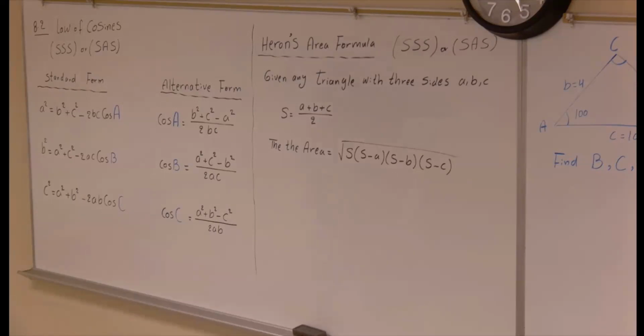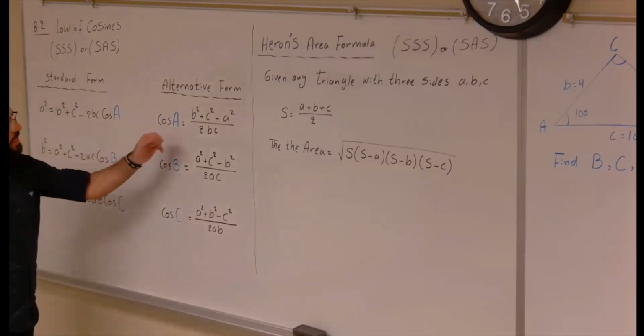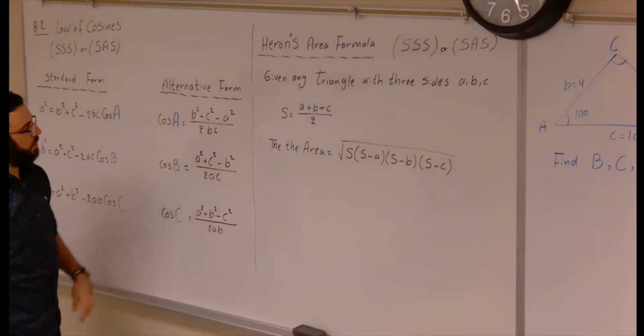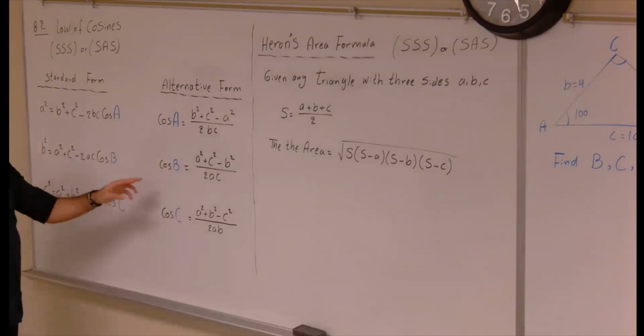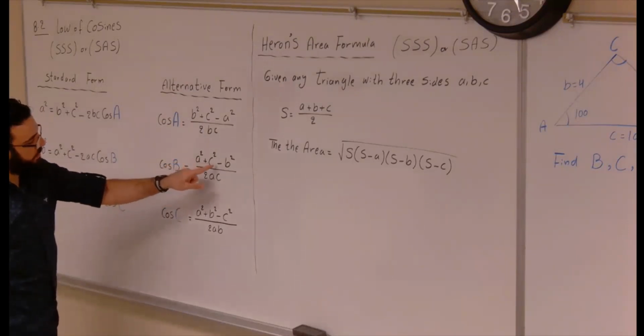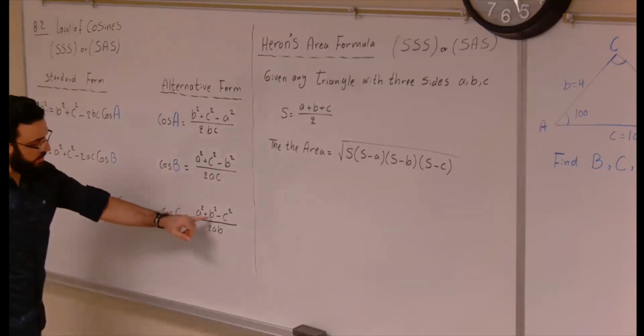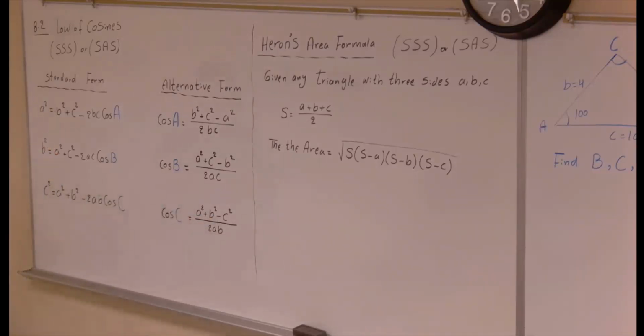B squared equals A squared plus C squared minus 2AC cosine B. C squared is going to be A squared plus B squared minus 2AB cosine C. Or you can use this one. Cosine A is going to be B squared plus C squared minus A squared over 2BC. And cosine B is going to be A squared plus C squared minus B squared over 2AC. And the last one, cosine C, is going to be A squared plus B squared minus C squared over 2AB. It's up to you which one you're going to use. Both are going to be right.